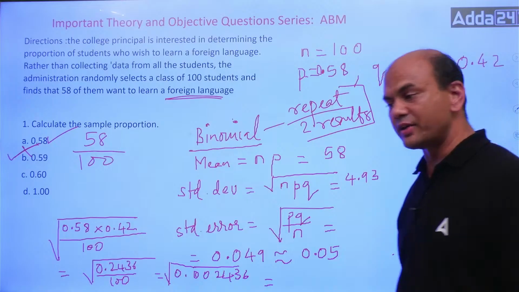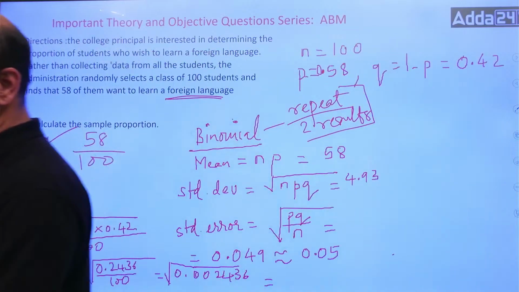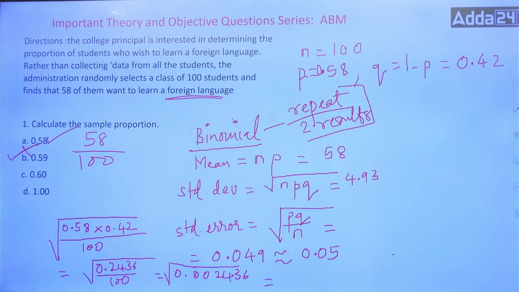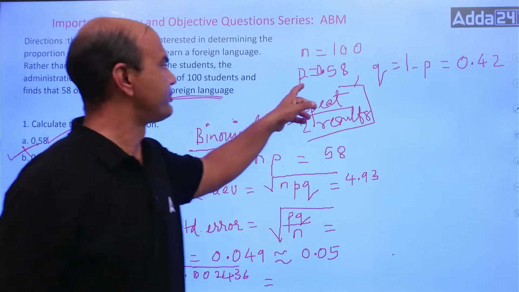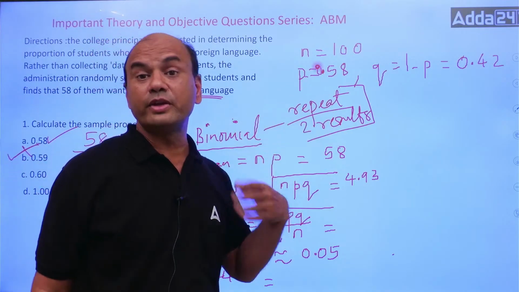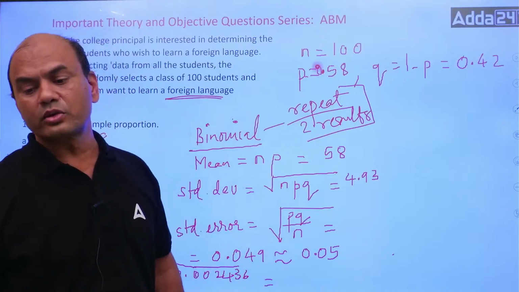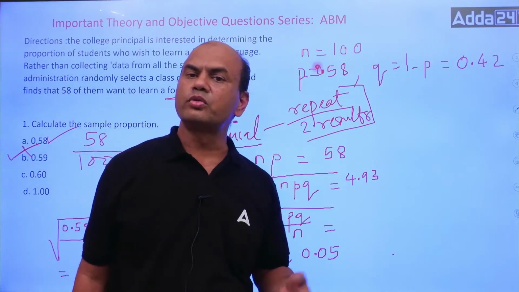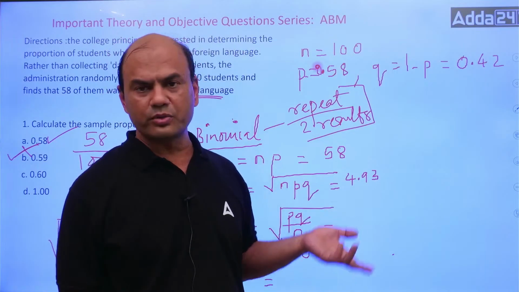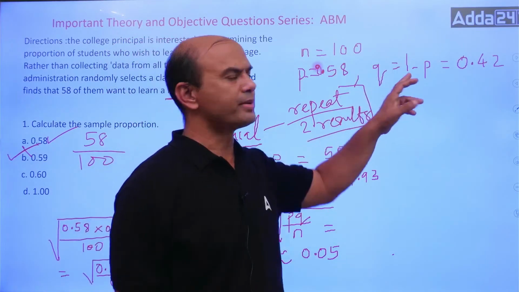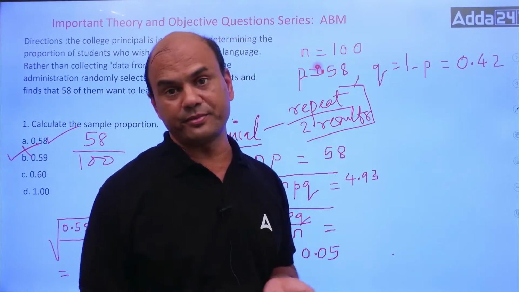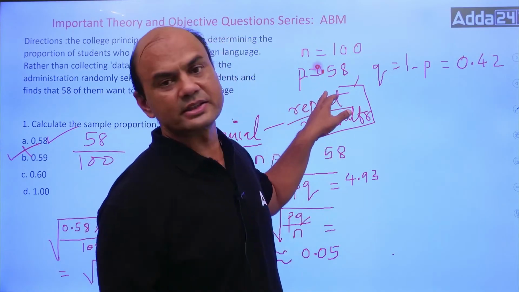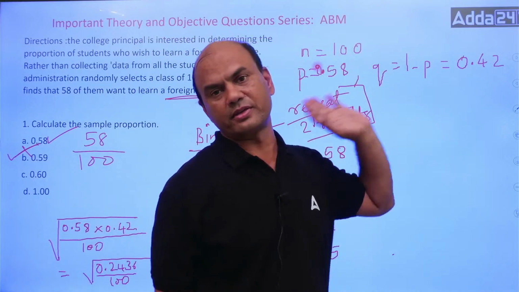Second you require is standard deviation. Look at the formula for standard deviation. Standard deviation equals root of NPQ. Now what is P and what is Q? P is success. If P is success, then Q means failure. What is failure? Those who don't want to learn a foreign language. That is 42. 42 means what? 1 minus P. Kindly note, failure is always 1 minus P. So 0.58 is the success. So 0.42 will be the failure.